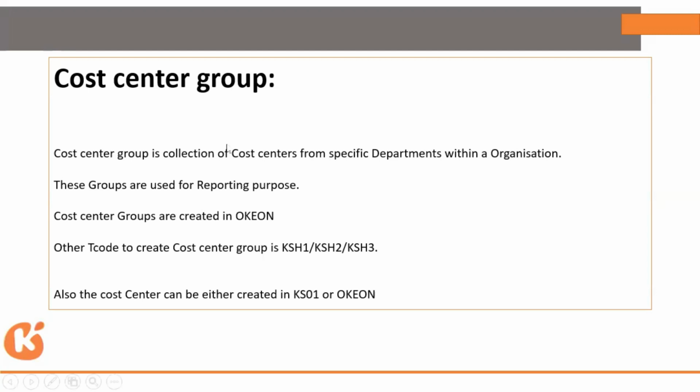When you are trying to report which cost centers we have for manufacturing and service, we can use this. We can also use this for allocating cost, like internally if we need to allocate the cost from one cost center to another, from one manufacturing unit to a production unit. So in order to distribute this, the cost center hierarchy is very important. These groups are used for reporting purposes. Cost center groups are created in the OKEON transaction code, and the other T code for creating the cost center group is KSH1, KSH2, and KSH3.